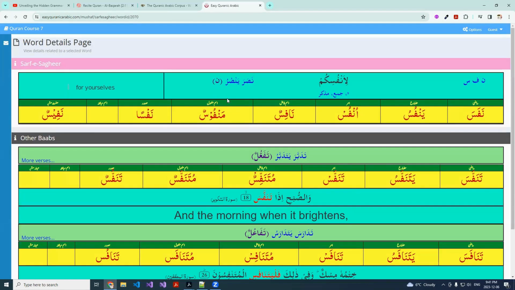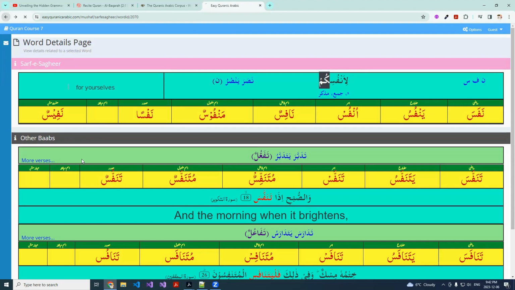Anfus is from the nafs. Is nafs yourself, singular? Yes. So nafs is the singular and anfus is the plural of nafs. So kum is the zamir here, right? What kind of zamir is kum? Attached, right? Now over here, what is the status of kum? Is it nasab or jar? Majroor, jar majroor, mudaf mudaf ilayh. MashaAllah. Very good. Jazakallah khair, Sister Lubna.